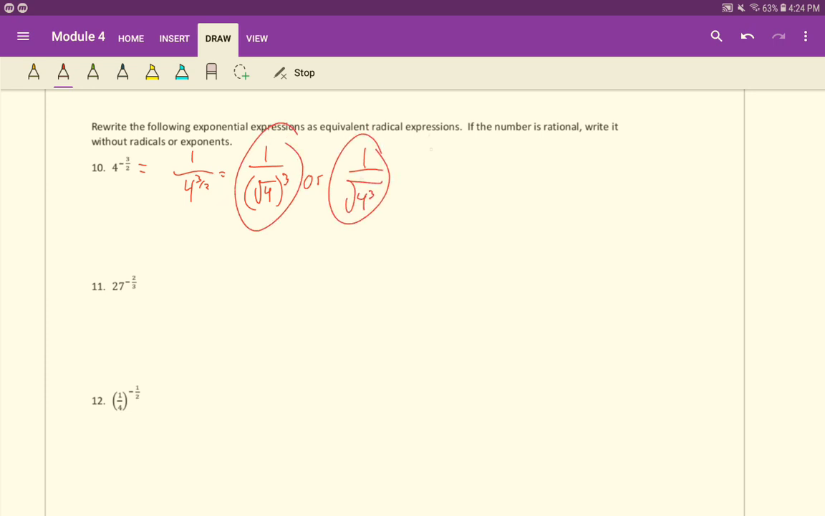And of course, we can square root 4 there, so we could also write 1 over 8. Nope. Square root of 4 is 2. So it's 2 to the third, which gives us 1 over 8 there as our final answer as well. Okay, a couple options. Go ahead, try 11 and 12, see how you can simplify those.